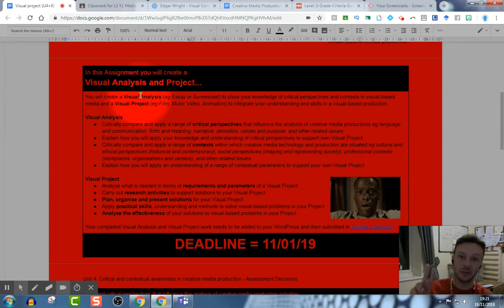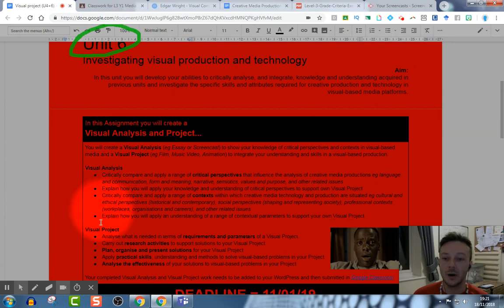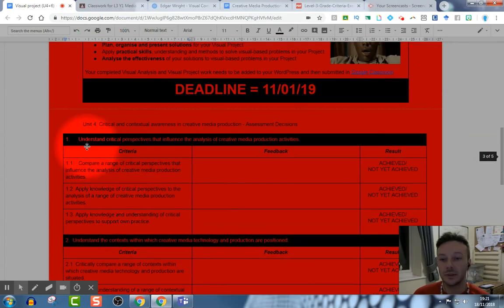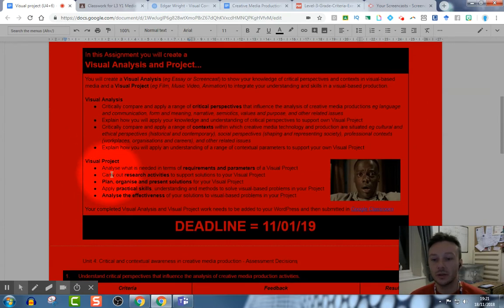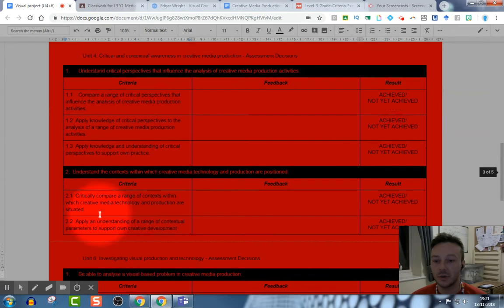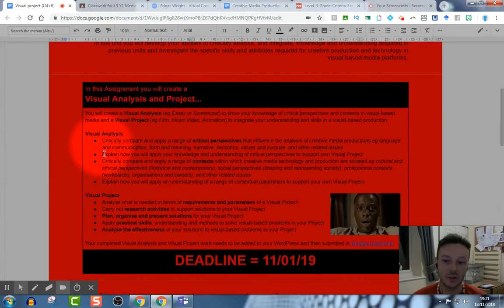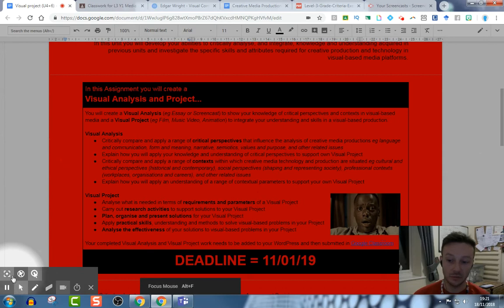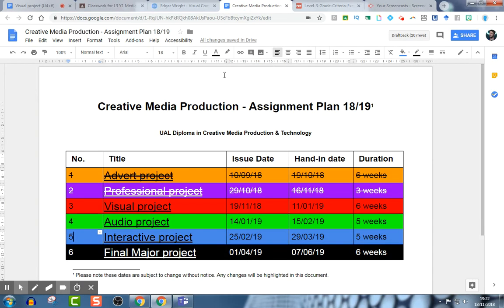There are 2 parts to the visual project. The reason there's 2 parts is that there are 2 units, and essentially each part covers a unit. This one here, visual analysis, pretty much covers Unit 4. This one here, visual project, pretty much covers Unit 6. Put them together into one brief because it makes sense. I'm trying to streamline your workflow, which we're doing quite well on the course.